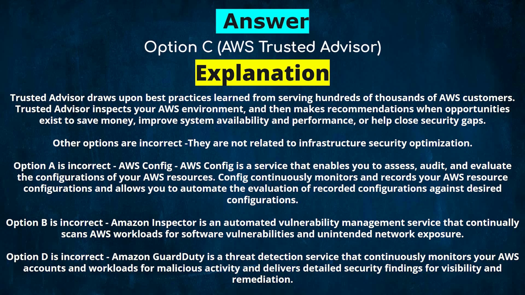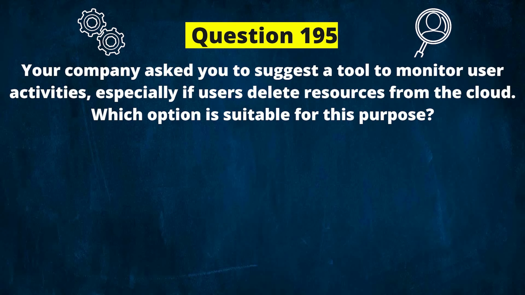Option B is incorrect. Amazon Inspector is an automated vulnerability management service that continually scans AWS workloads for software vulnerabilities and unintended network exposure. Option D is incorrect. Amazon GuardDuty is a threat detection service that continuously monitors your AWS accounts and workloads for malicious activity and delivers detailed security findings for visibility and remediation. Next question. Your company asked you to suggest a tool to monitor user activities, especially if users delete resources from the cloud. Which option is suitable for this purpose?